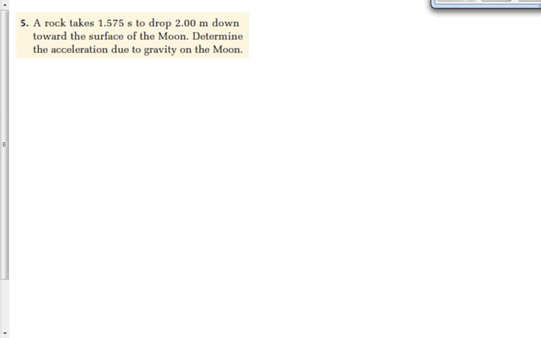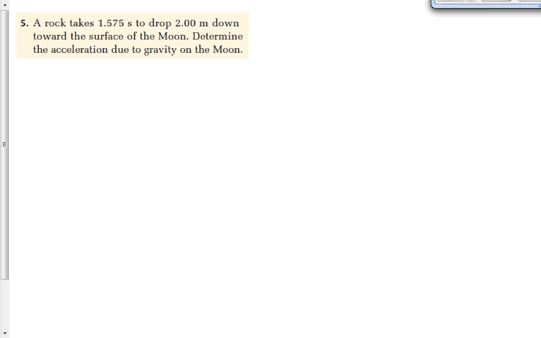So a little bit of a different question in that in all these gravity questions to this point, we've been solving for A. We've had the value of A, and we've been solving for the value of something else. This time, we're solving for the value of A, the acceleration due to gravity on the moon, which we know is going to be different than 9.81 or negative 9.81 meters per second squared.